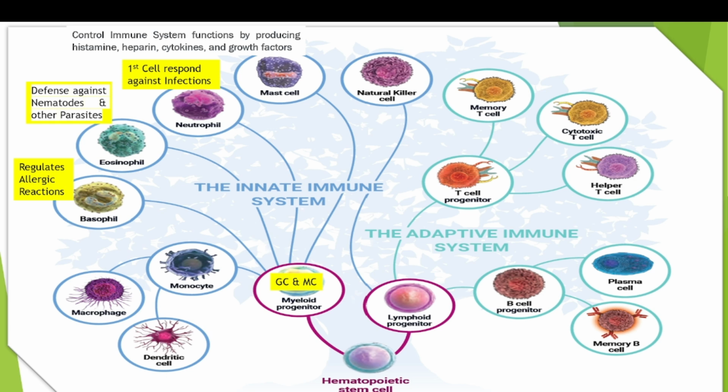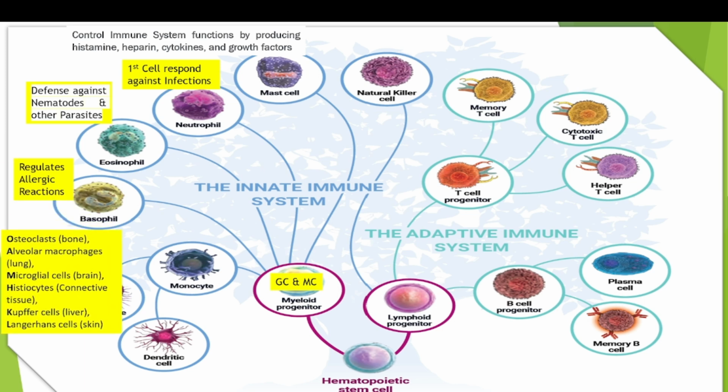And another type of cells that are derived from myeloid progenitors are monocytes. So another type of non-granulocytic cells derived from myeloid progenitor cells are monocytes, and these monocytes again divide into macrophages and dendritic cells. Macrophages and dendritic cells are popularly called antigen presenting cells.